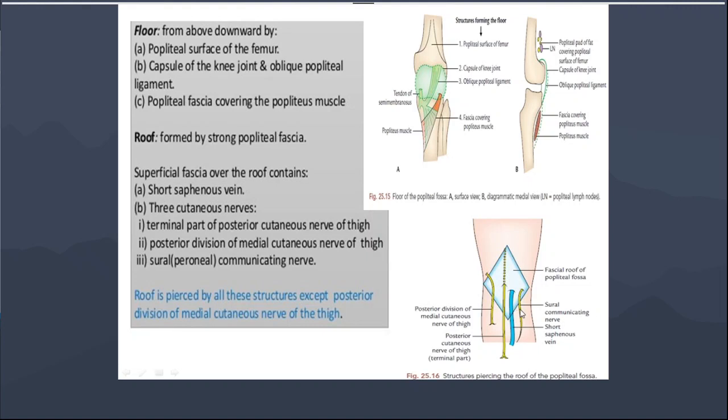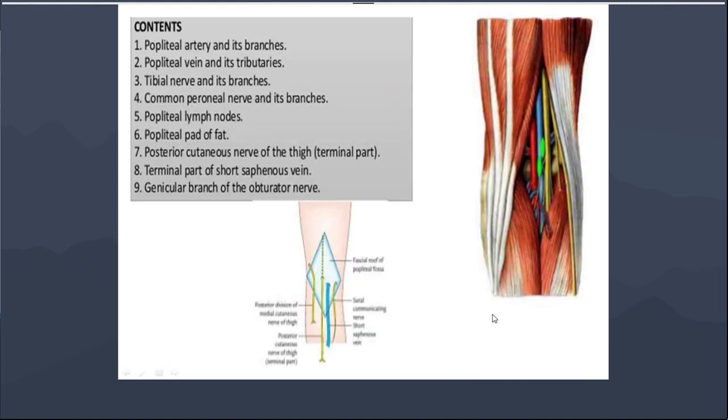three cutaneous nerves of the superficial fascia content, and then you can see all these nerves piercing the popliteal fossa, except the posterior division of medial cutaneous nerve of thigh. It does not pierce the popliteal fossa. You can see here the posterior cutaneous nerve of thigh piercing the popliteal fossa. Then again the sural communicating nerve pierces the popliteal fossa, but it is not pierced by the posterior division of medial cutaneous nerve of thigh.